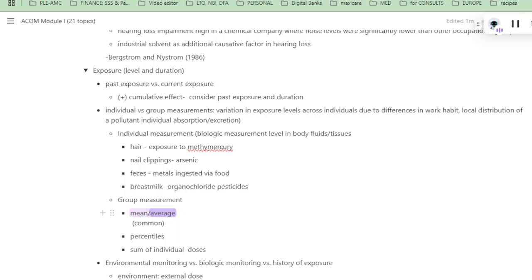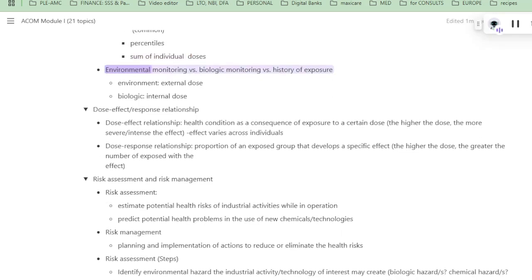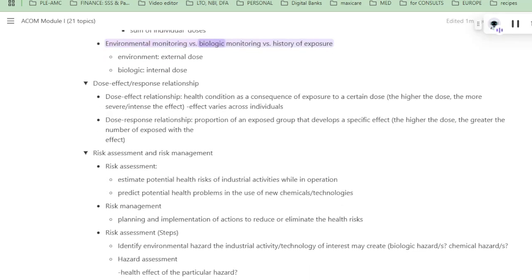Group measurement: mean or average, which is common, percentiles, and sum of individual doses. Environmental monitoring versus biologic monitoring versus history of exposure. Environment gives the external dose. Biologic gives the internal dose.